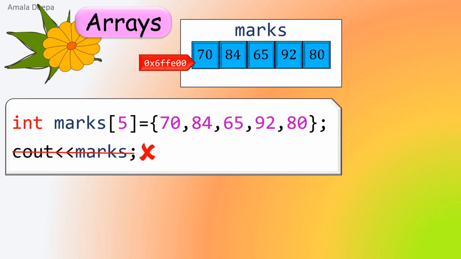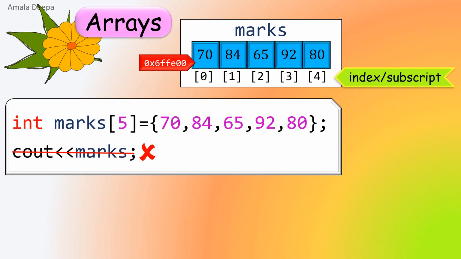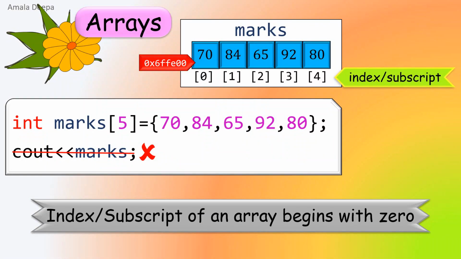In order to access each and every element of the array, you should use the positional value of each of the elements. Each element has a positional value starting from 0. These values 0, 1, 2, 3, 4 are called indices or subscripts. The index or subscript of an array always begins with 0. Each element in the array is referenced by using its index or subscript.